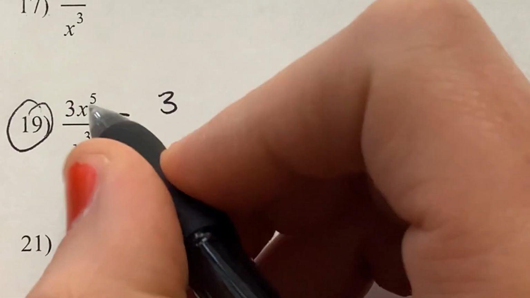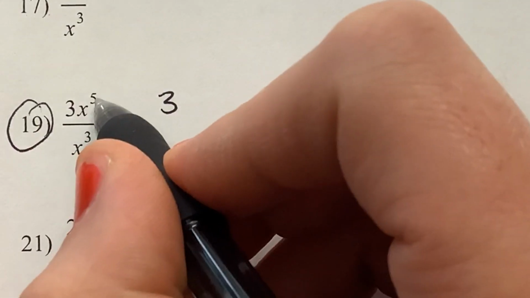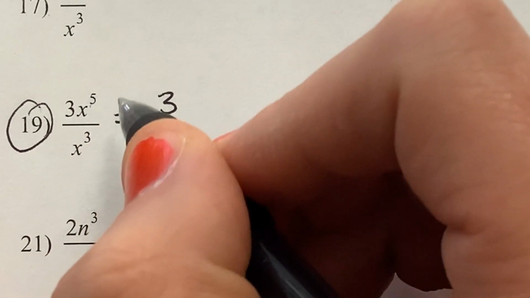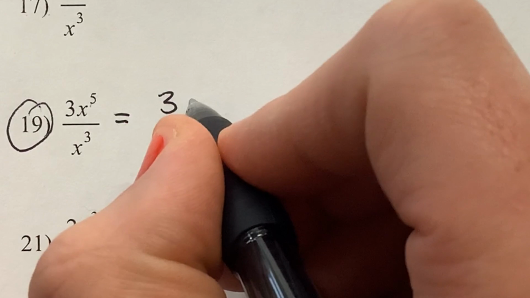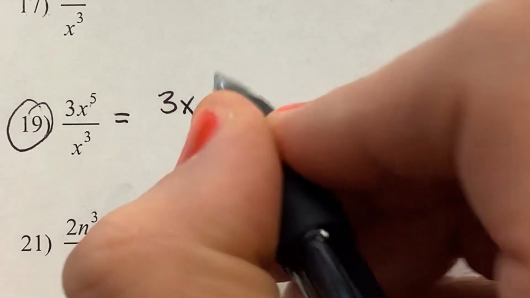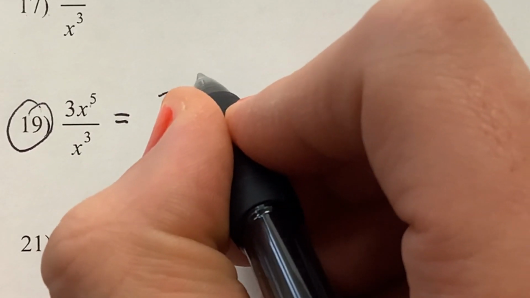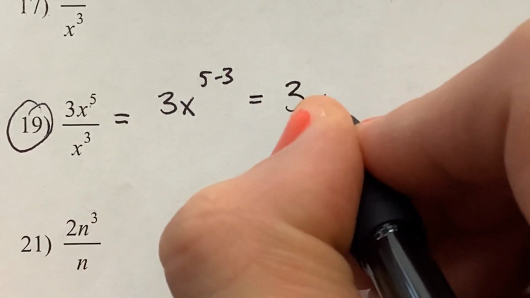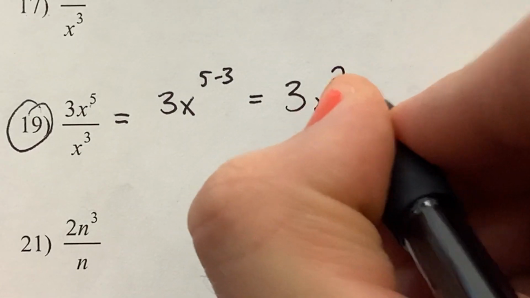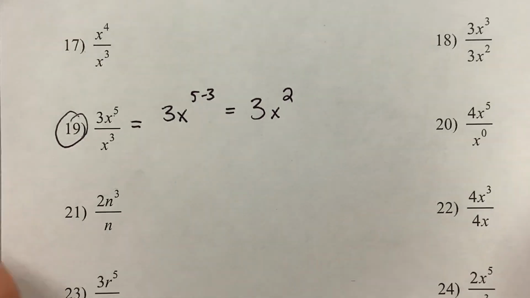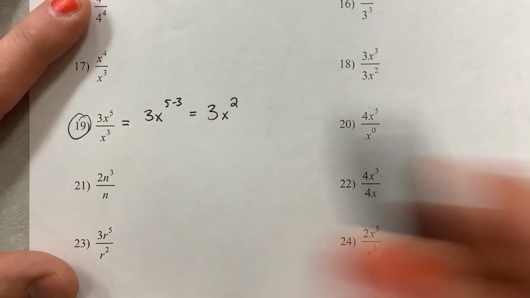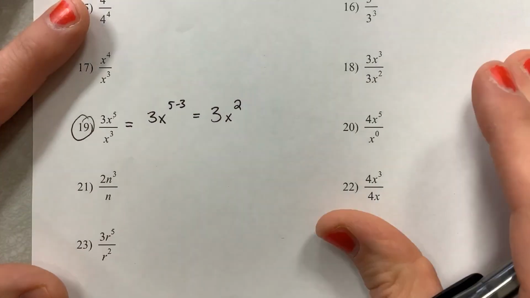But my exponents here, right? I got this x to the 5th and x to the 3rd. They share the same base x. And because I'm dividing, what I could do here is write that base out, and I can subtract my exponents. So 5 minus 3. In this case, I got 3x. 5 minus 3 is 2. Boom, there's my answer. So when we're multiplying like bases, you add. When you're dividing like bases, you subtract your exponents, that is.